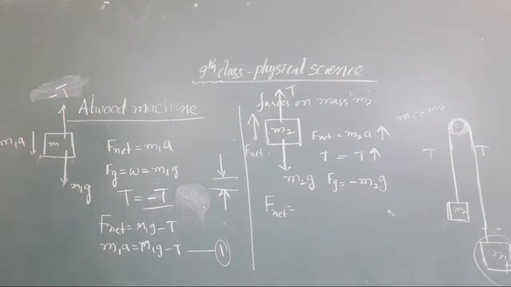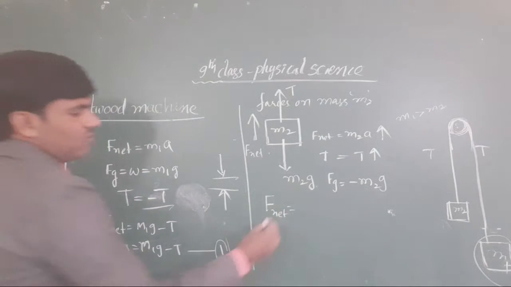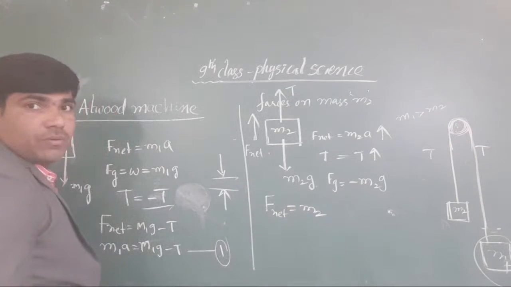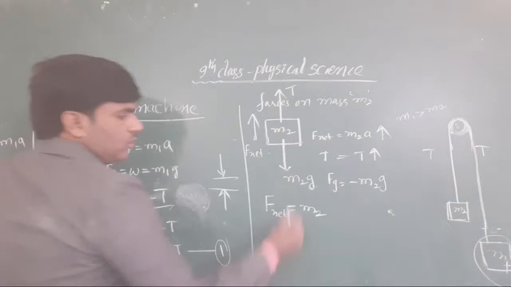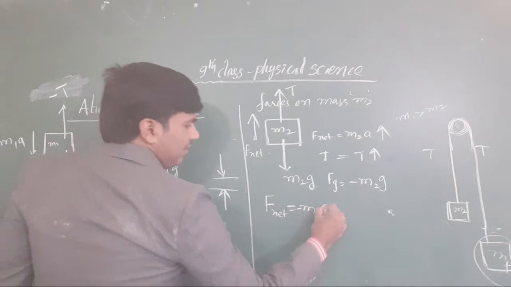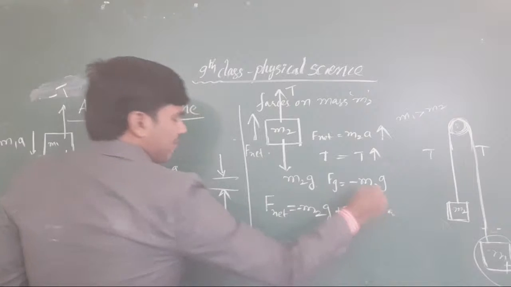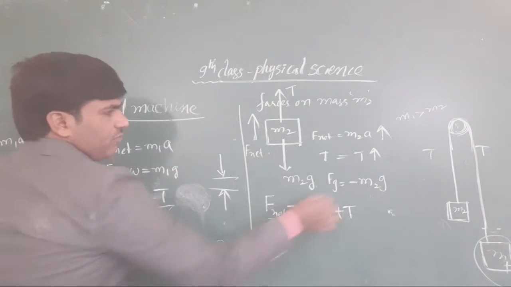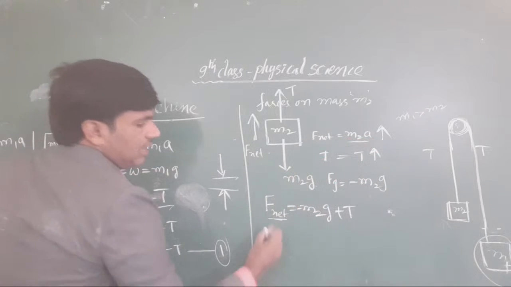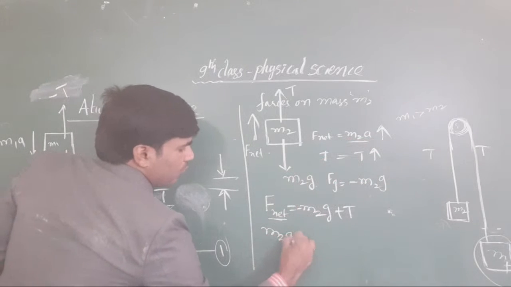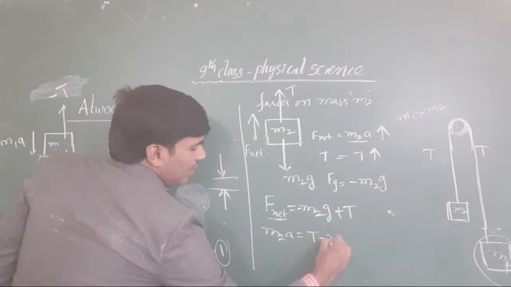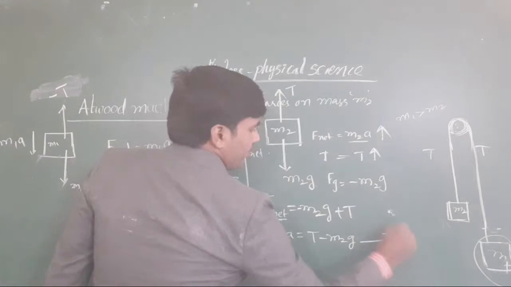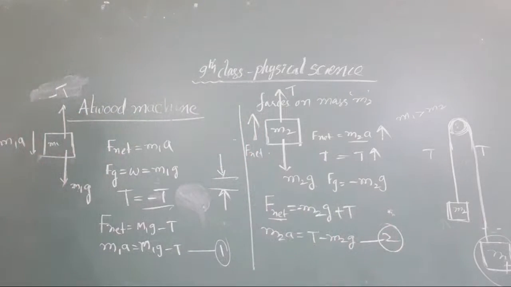Okay, clear to all the students? F net is equal to T minus m2g. Now what is the F net here? F net is equal to m2a. So m2a is equal to T minus m2g. This is equation number 2. Got it or not, students?